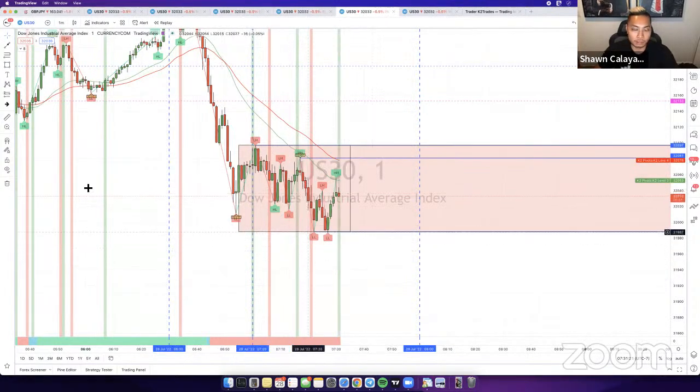All right, so price still hasn't pushed below here. So price is still in a range. You still want to wait for this to confirm as it pushes along.